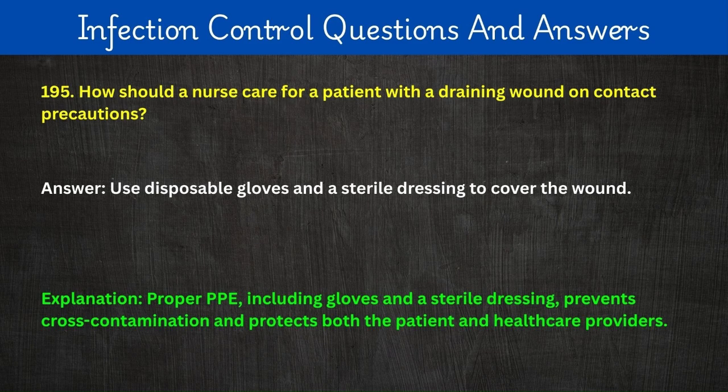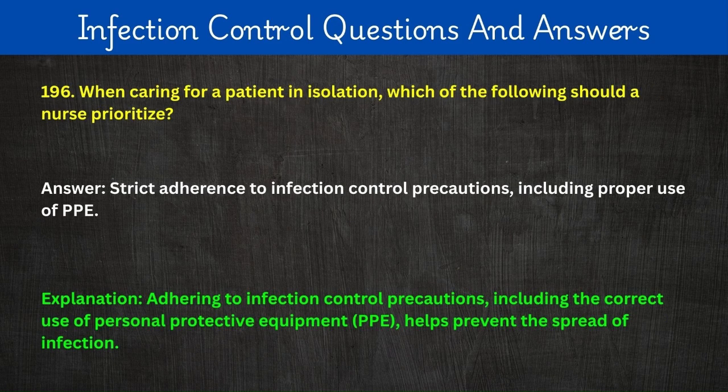Answer: use disposable gloves and a sterile dressing to cover the wound. Explanation: proper PPE, including gloves and a sterile dressing, prevents cross-contamination and protects both the patient and healthcare providers. 196. When caring for a patient in isolation, which of the following should a nurse prioritize?